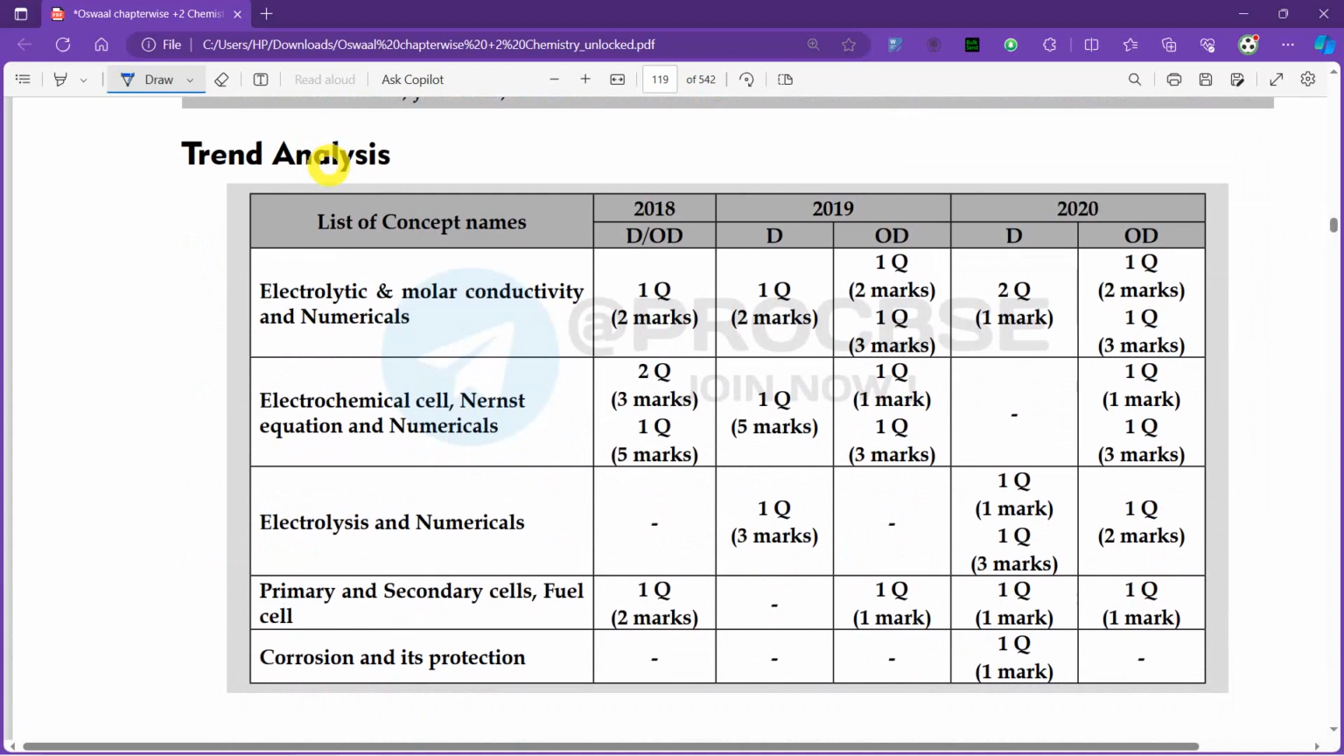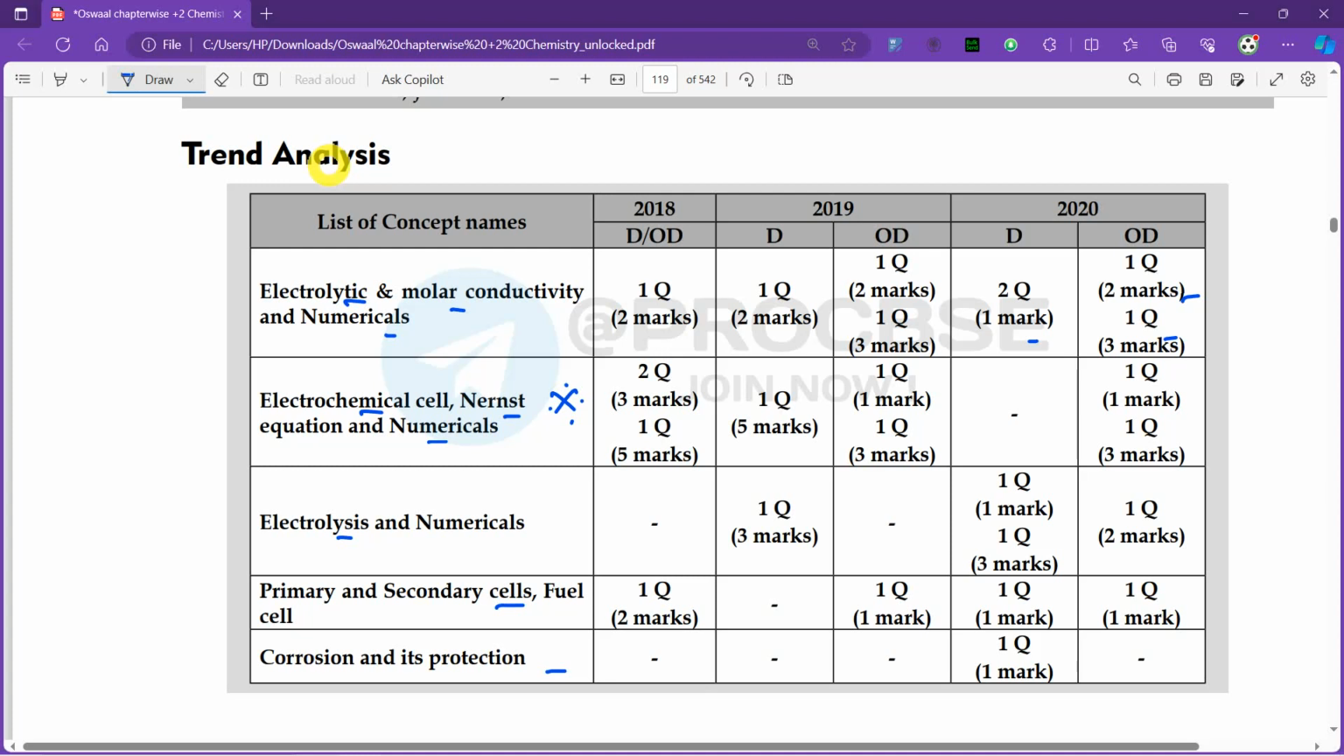Electrochemistry is divided into five parts: electrolytic and molar conductivity numericals, electrochemical cell and Nernst equation numericals, electrolysis, cells, and corrosion. Right? These are the five parts of electrochemistry. Electrolytic and molar conductivity numericals will be in 2 marks, 3 marks, as well as 1 mark. And the Nernst equation is the first and foremost thing that should come to your mind when you are thinking about electrochemistry. Without that, no question paper is there.